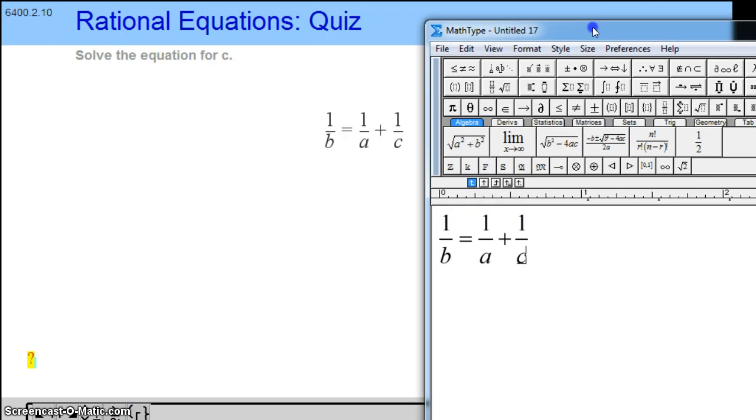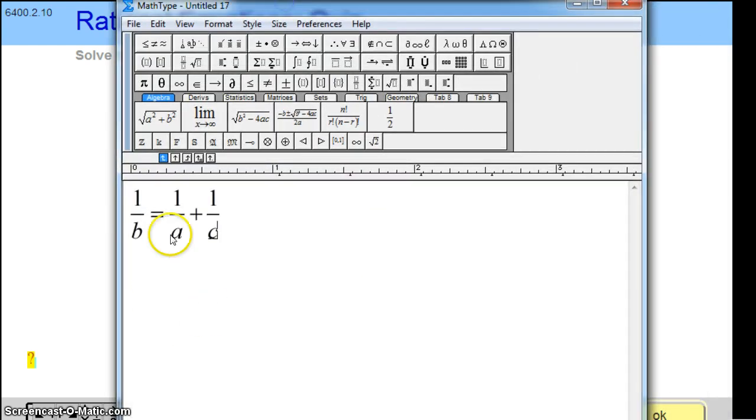Is that right? 1 over b, yeah. My strategy here is I want to isolate c, so I'm going to want to move 1 over a to the other side. One idea I have is cross multiplication. If, let's use different variables, f over g equals j over k, we can do cross multiplication.